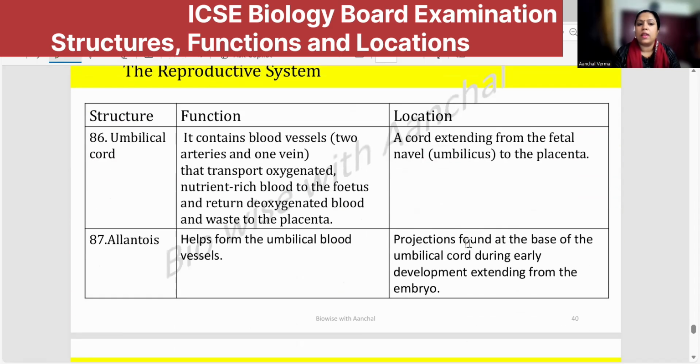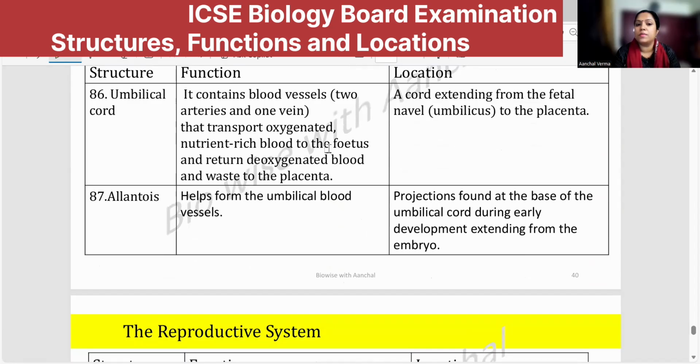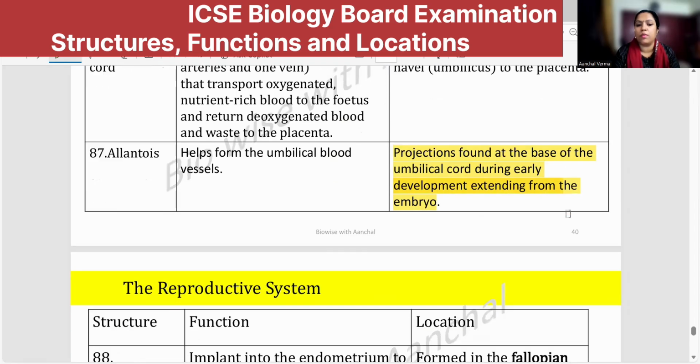Then the umbilical cord contains blood vessels that transport oxygenated, nutrient-rich blood to the fetus and return the deoxygenated blood with waste to the placenta. It is a cord extending from the fetal navel, that is the umbilicus, to the placenta. Allantois helps in the umbilical cord vessel formation. And here they are the projections. Now, allantois is from the baby and villi is from the mother during development. These are projections found at the base of the umbilical cord during early development, extending from the embryo.